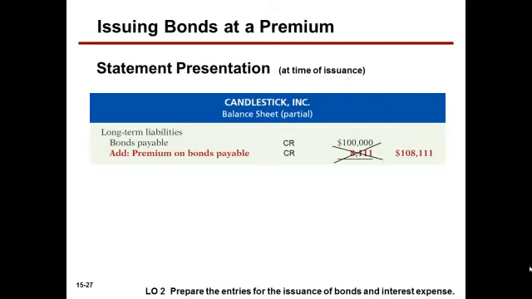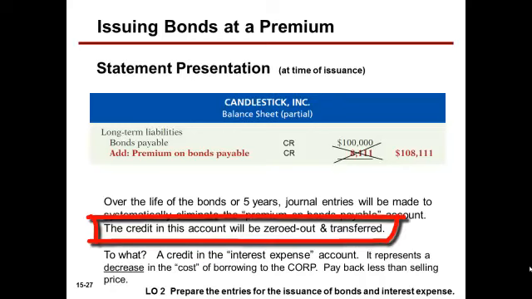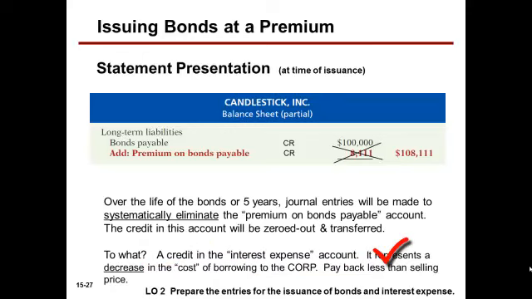We will amortize, we will write off this premium on bonds payable over the life of the bonds, systematically. So we'll make journal entries that will reduce the premium account. The credit balance in this account will be zeroed out and transferred. Transferred to what? Well, it'll reduce the normal debit in interest expense. It'll lower the interest expense. It represents a decrease in the cost of borrowing to the corporation because we are paying back less than the selling price at maturity.